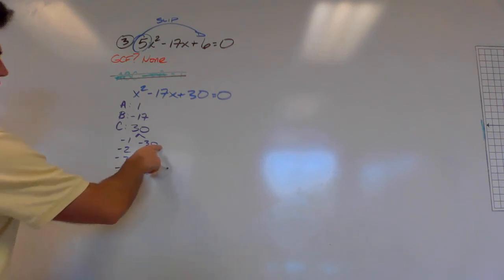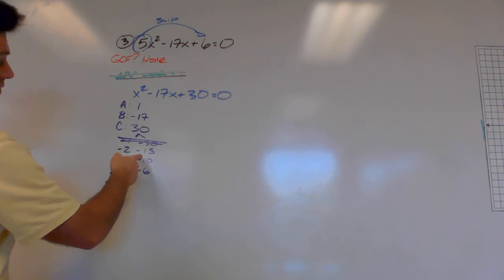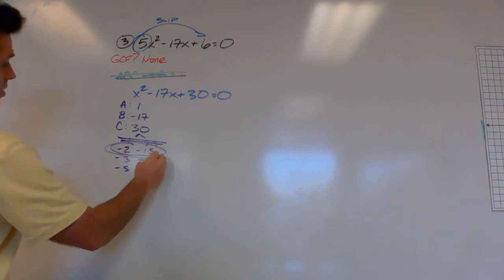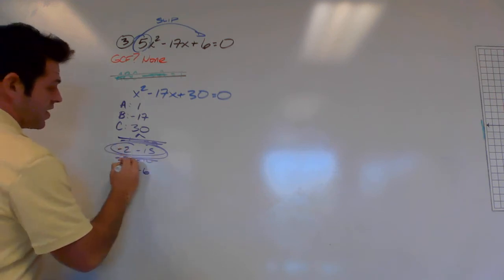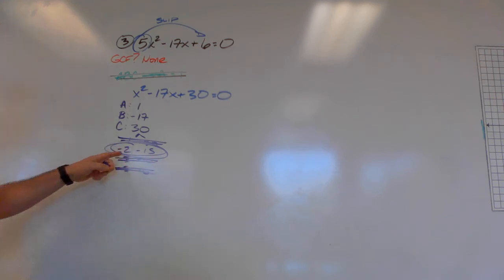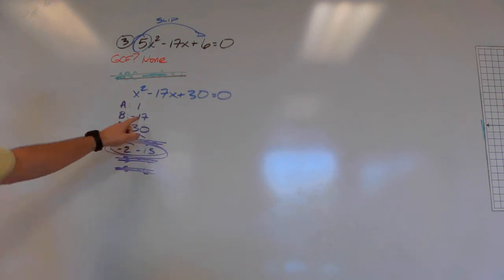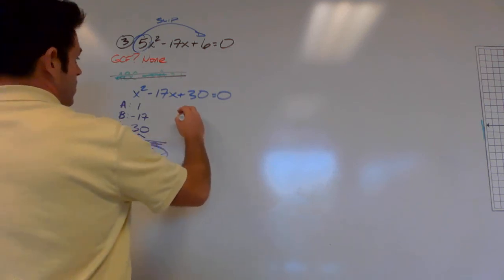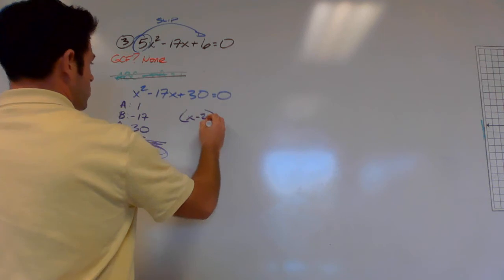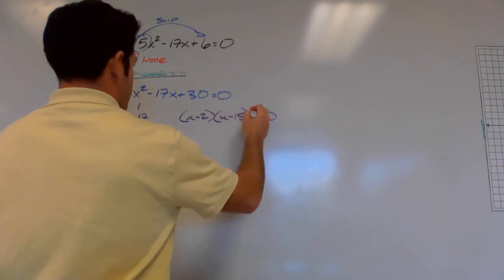Negative 1 and negative 30 would add up to be negative 31. That doesn't work for us. Negative 2 plus negative 15 would in fact be negative 17. So this set of factors would multiply to 30, and it would add up to negative 17. So that's good. I'll go ahead and write that out in intercept form. x minus 2, x minus 15, and that's still equal to 0.